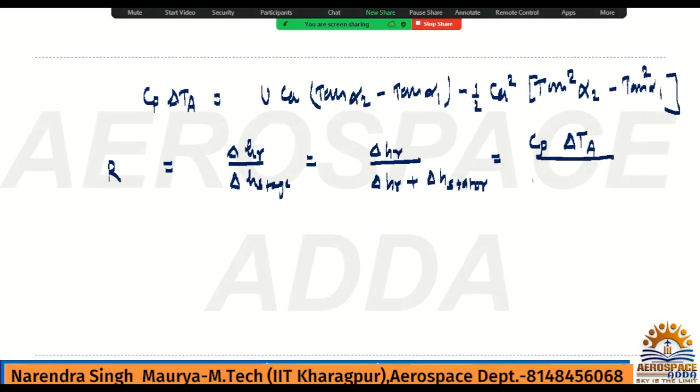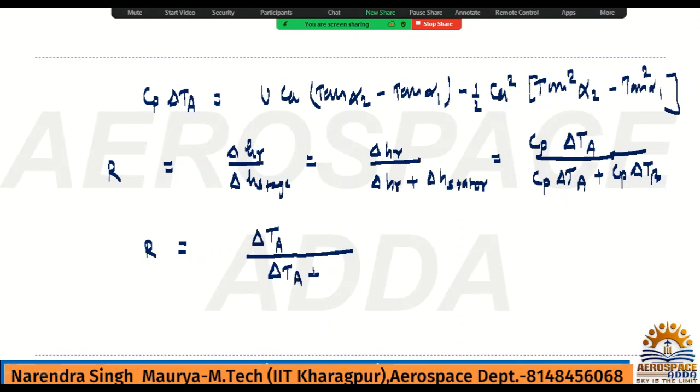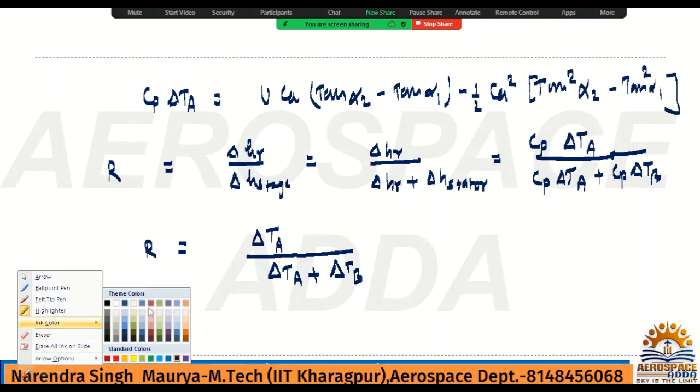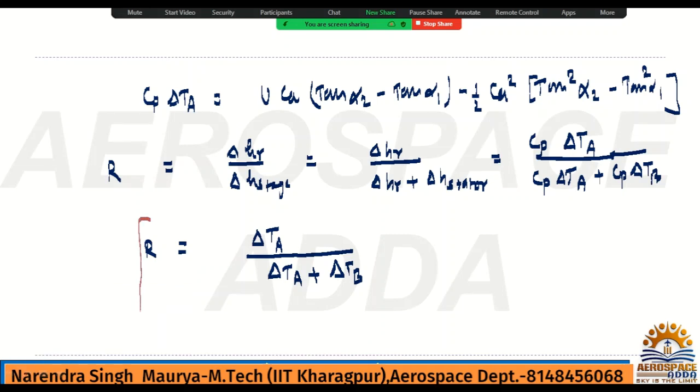Divided by, what is the enthalpy rise in rotor? It is Cp delta Ta plus, in stator it is Cp delta Tb. So your R is nothing but delta Ta divided by delta Ta plus delta Tb. Now this one is clear, okay? If they have given separately that the temperature rise in rotor is this and stator is this, then what is the degree of reaction? Then also you can use this formula and calculate.